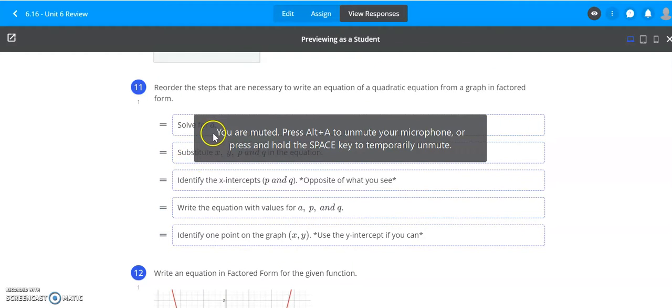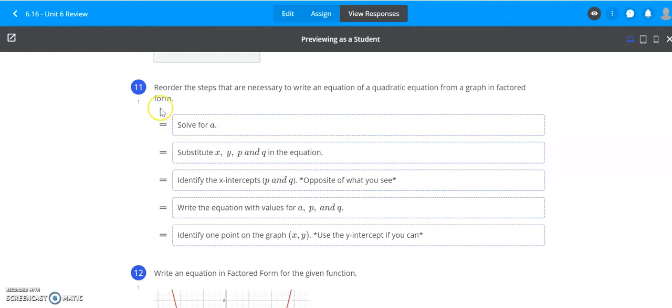All right, Unit 6 review, part 2. Question 11: reorder the steps that are necessary to write an equation of a quadratic from a graph in factored form. So this is y equals a times x minus p times x minus q, with an a out in front. So we're going to go through and let's look at them.